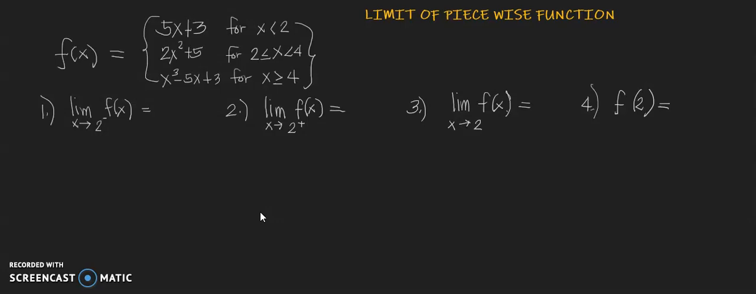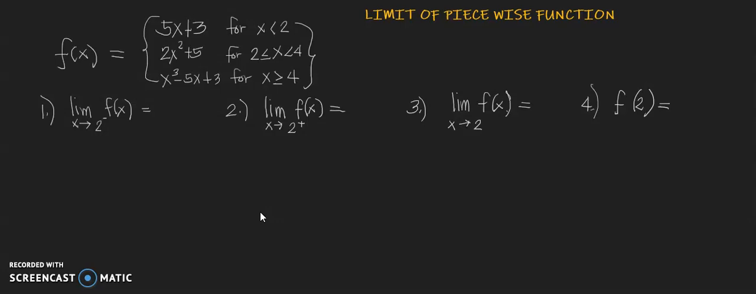So for example, we have f of x is equal to 5x plus 3 for x less than 2, and we have 2x squared plus 5 for x between 2 and 4, and the last one we have x cubed minus 5x plus 3 for x greater than or equal to 4.